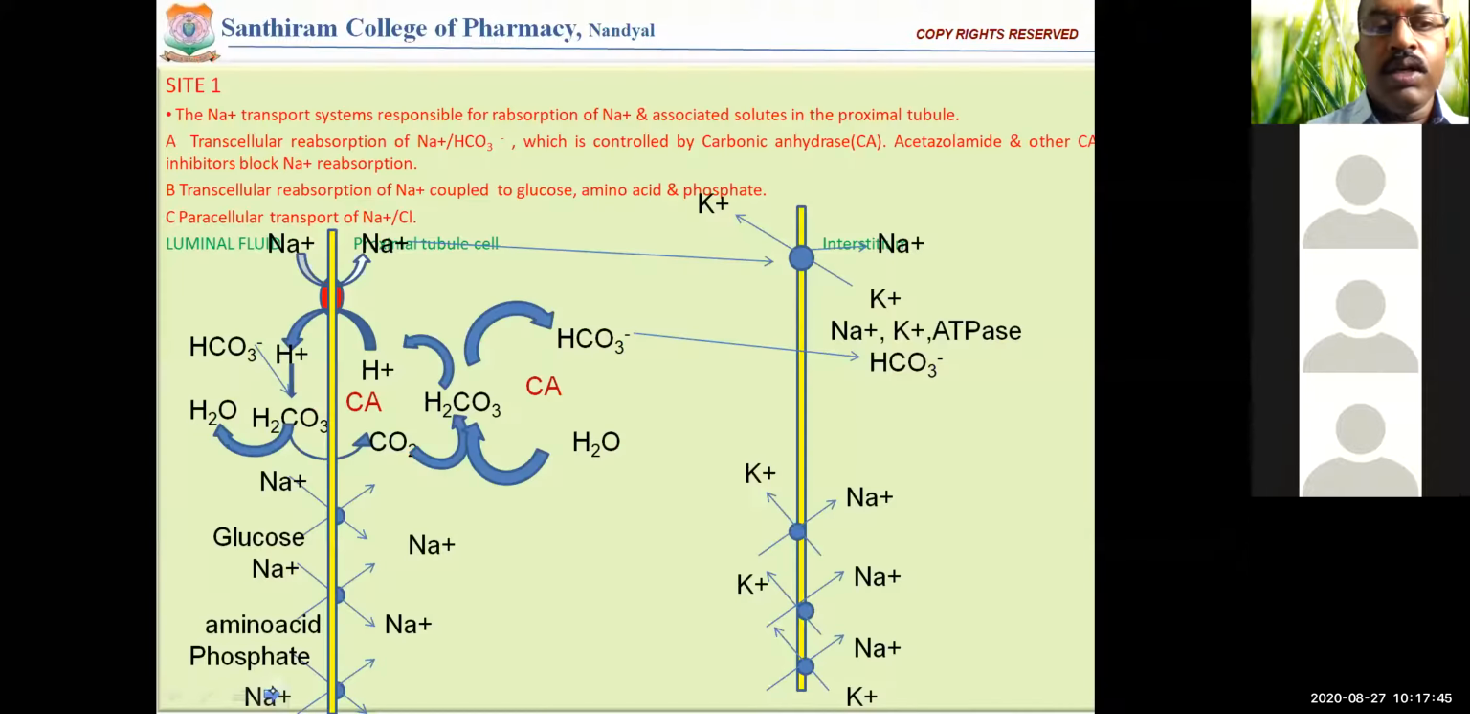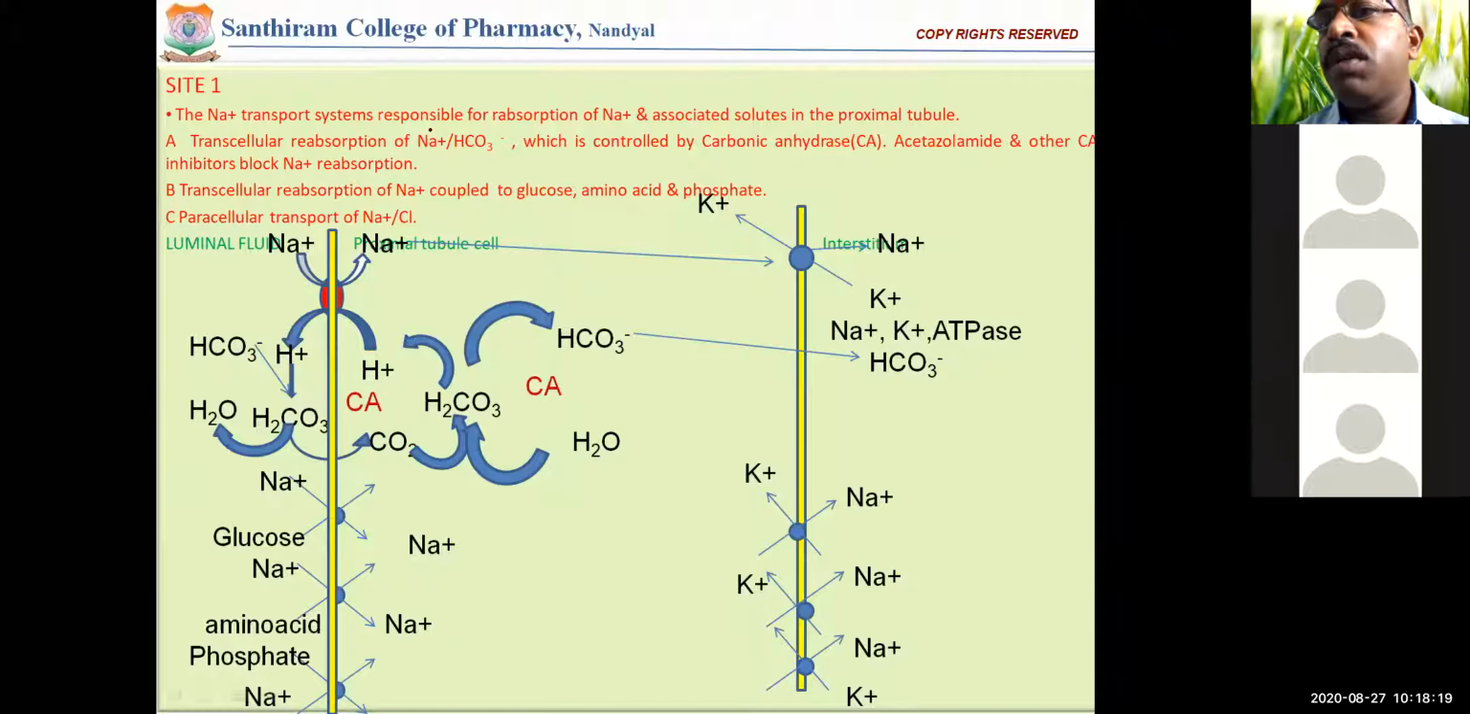Then let's go to the next, the mechanism of action of these diuretic agents. Based on which part of the nephron the drugs are acting, that we are going to study now. So site 1: what happens at this particular site is the Na plus transport system responsible for the reabsorption of Na plus and associated solutes in the proximal tubule.